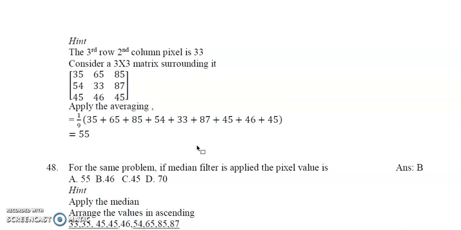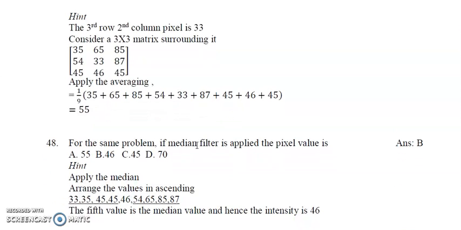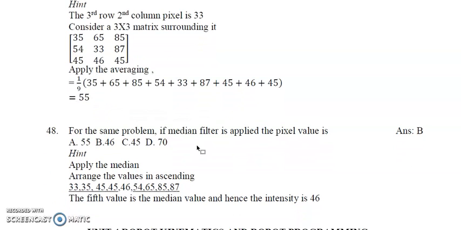For the same problem, if you are applying a median filter, the pixel value is? What is the average filter, also called the mean filter? We add all the values and divide by the number of elements. What is the median? You know very well what median is. If you want to find the median, you have to write the numbers in ascending order. So I am writing all these numbers in ascending order: 33, 35, 45, 45, 46, 46, 54, 65, 85 and 87. So there are 4 elements on this side and 4 elements on this side. So this is the median value. So 46 is the median value. So the answer is B.